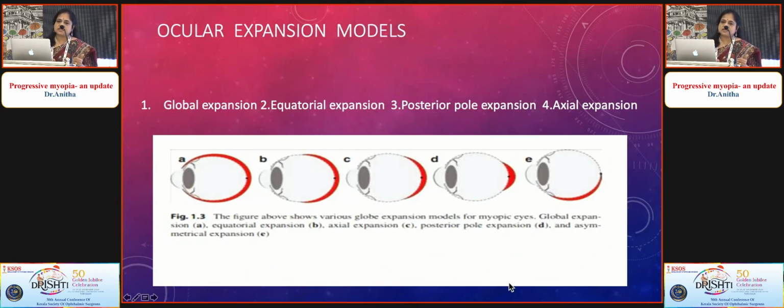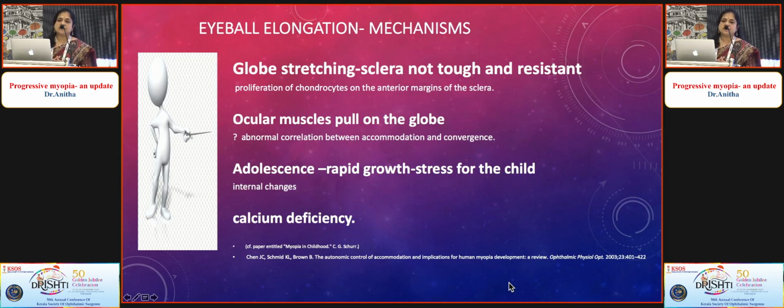Ocular expansion has already been mentioned, how globally, equatorially, only the posterior pole, axial or an asymmetric enlargement of the globe happens. The various postulations have been, most importantly, the changes in the sclera because of the proliferation of the chondrocytes, and the ocular muscle pull because of the accommodation convergence abnormal correlation. And another postulation is the adolescent stage.